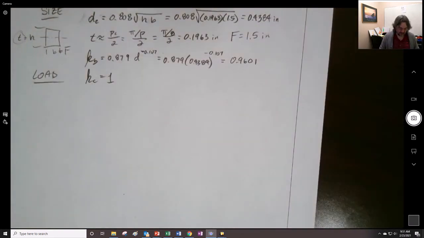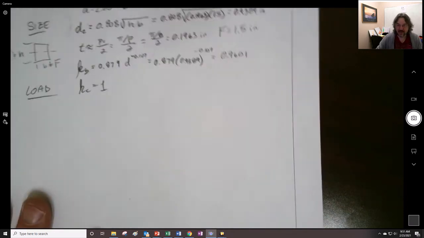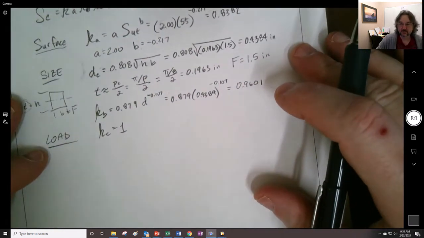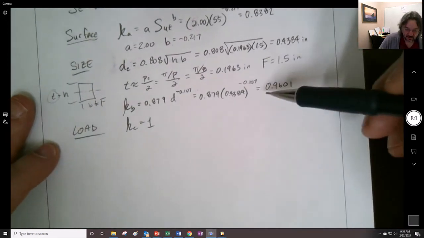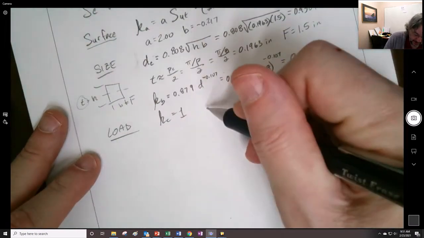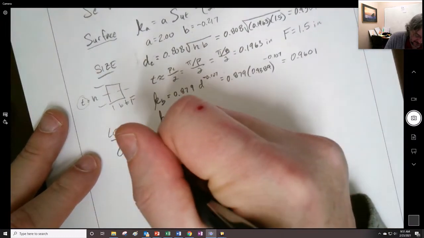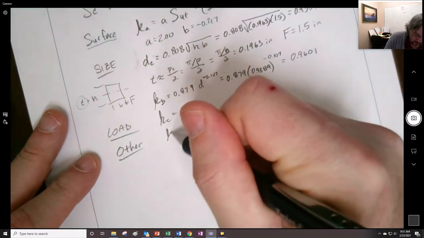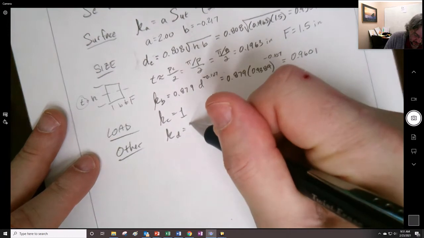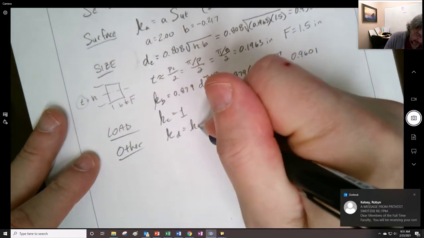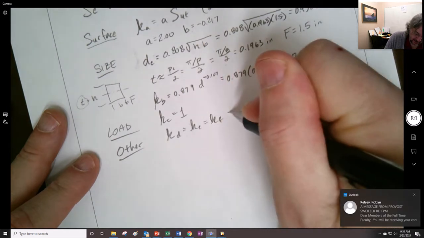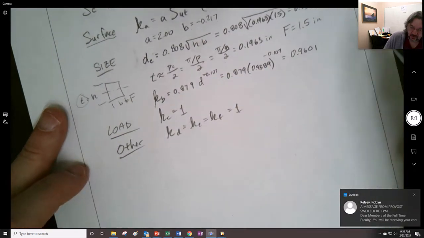I think I would prefer to keep it as we would have it generally in 370, right? Not to use this new factor. So anyway, continuing on with these other factors, we're going to assume all of them are equal to 1. Let's see. Okay, so this is a departure from the book right here.